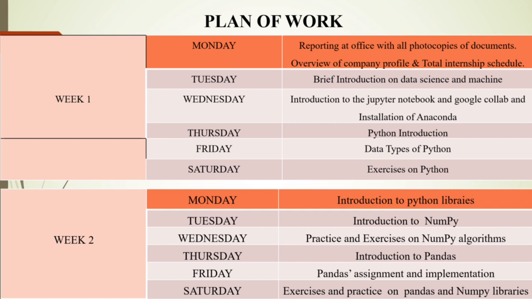This is the plan of work. In week 1, Monday, we reported at the office with all photocopies of documents, an overview of the company profile, and the total internship schedule. Tuesday, a brief introduction on data science and machine learning. Wednesday, introduction to Jupyter Notebook and Google Colab and installation of Anaconda. Thursday, we studied the Python introduction. Friday, all data types of Python. Saturday, we exercised on Python.